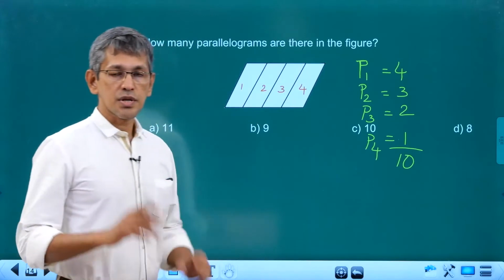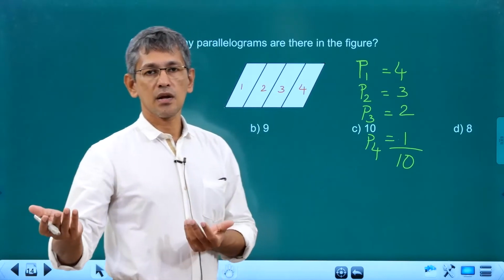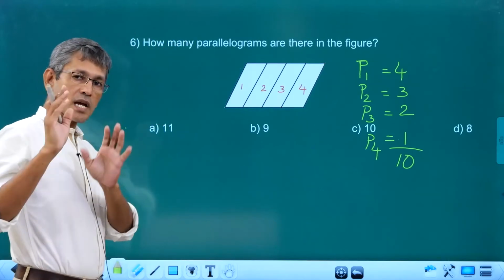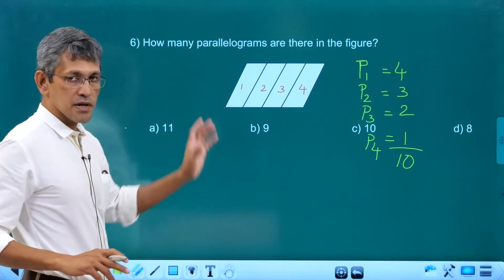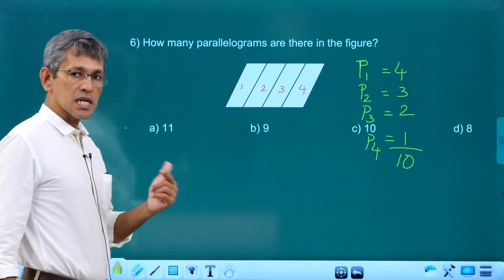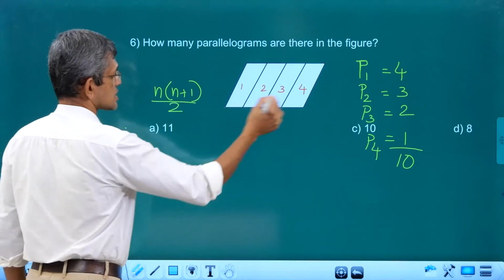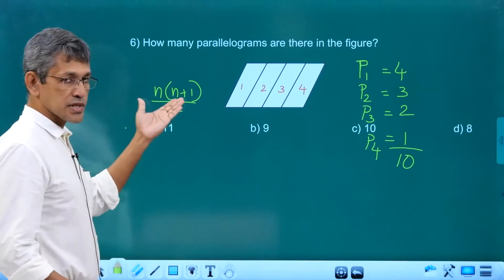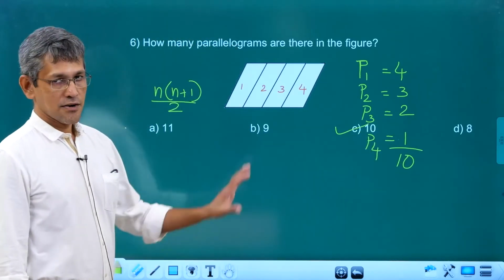However, to remember what I mentioned earlier: for triangles, rectangles, and even parallelograms, if you have a number of pieces divided into smaller pieces of the exact same shape, that is, triangles divided into smaller triangles, rectangles into smaller rectangles, parallelograms into smaller parallelograms exactly like this, you can use the formula n into n plus 1 by 2. In this case 4 pieces, so 4 into 5 by 2. 4 into 5 is 20, 20 by 2 is 10. Same answer. So the answer must be 10. That's it. All right, next one.